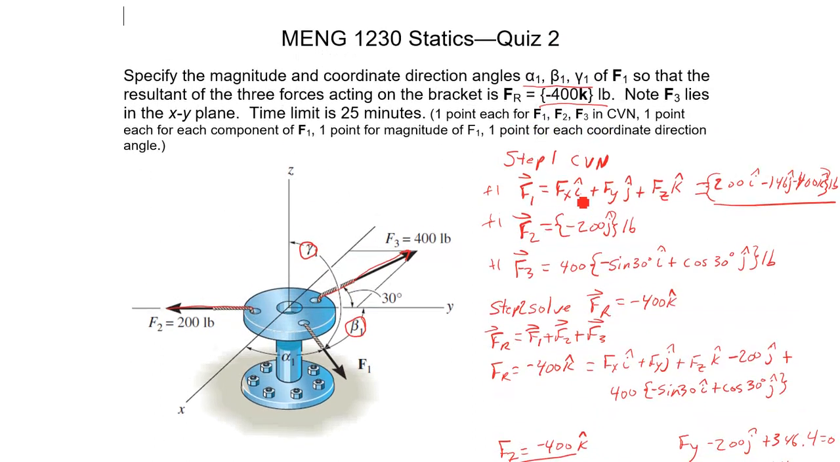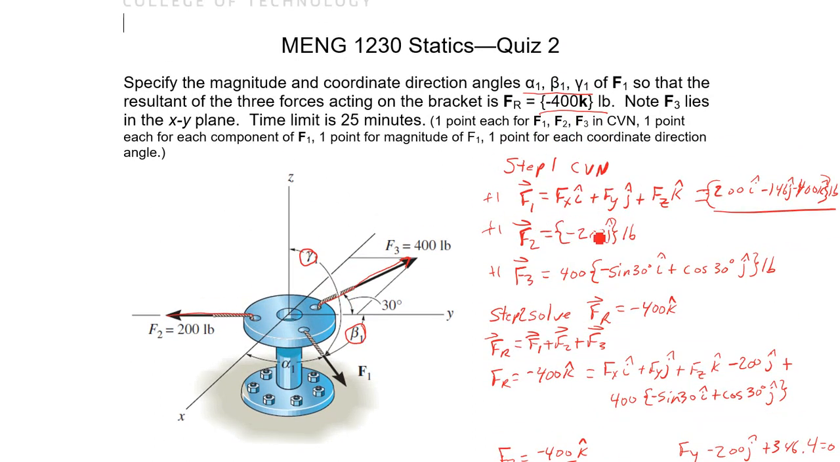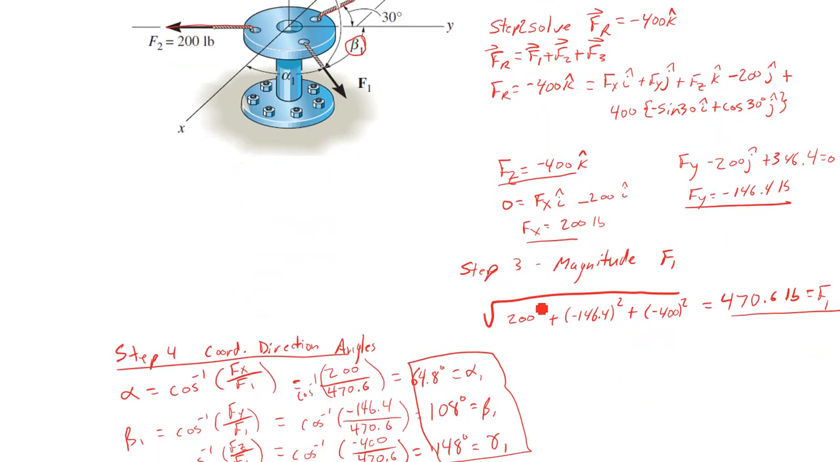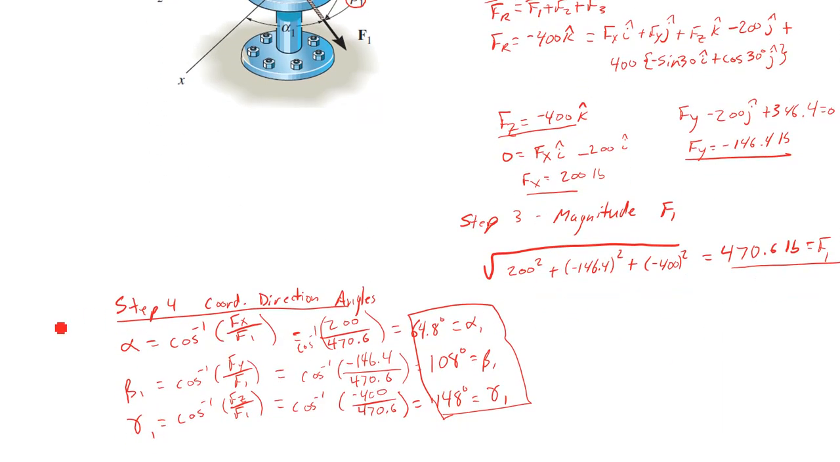So steps again, set it up in Cartesian vector notation, set our sum of our forces equal to our resultant, which was given to us as this 400 in the negative k direction. Then we can solve that for our unknown components. Using those components we can find the magnitude, and finally putting each component over the magnitude, taking the inverse cosine, gets us the coordinate direction angles.